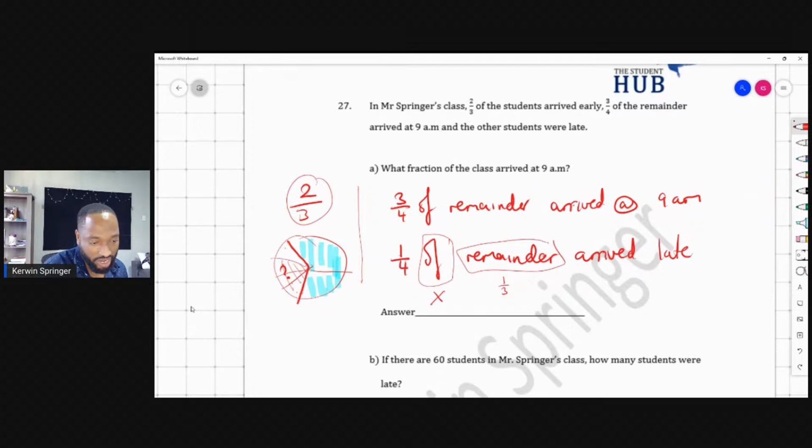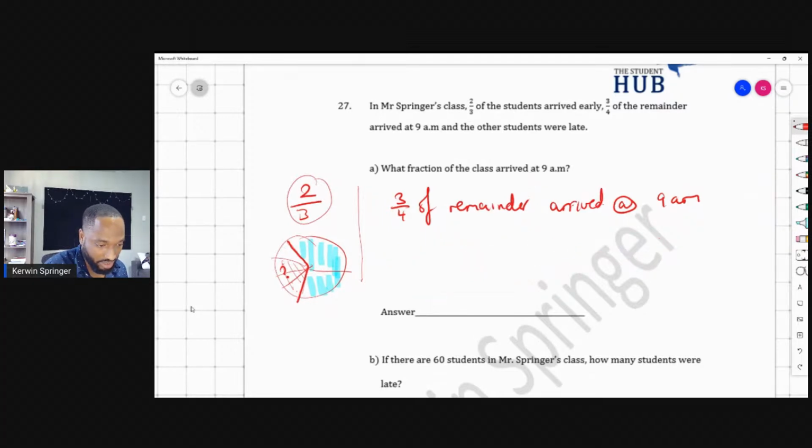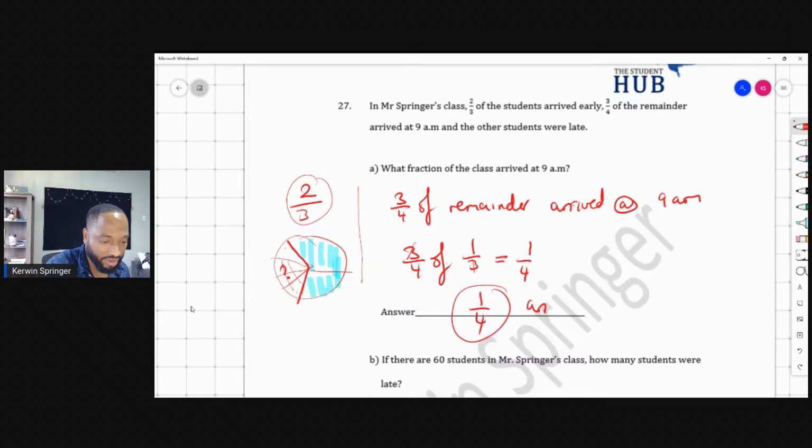I didn't need to go further earlier, but just get this out here so I can get back my space. So 3/4 of the remainder is 1/3. So I could say the answer is just going to be 1/4. So 1/4 of the class arrived at 9 a.m. If I wanted to work out how much arrived late, I would say 1/4 of the 1/3. But I just wanted to work out what fraction arrived at 9 a.m.